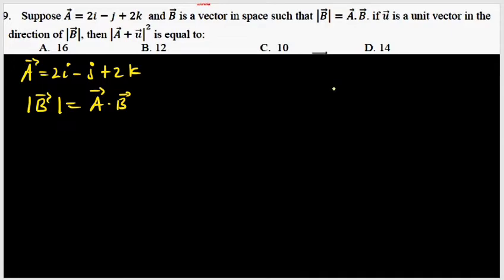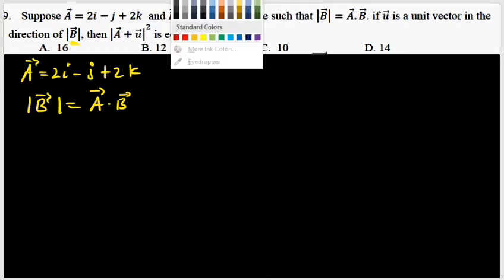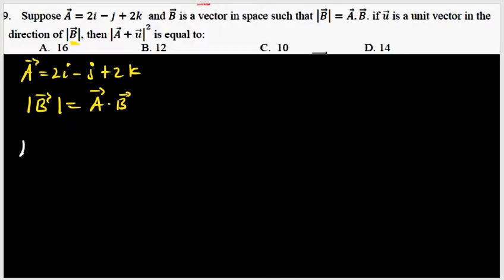And if U is a unit vector in the direction of B, then we are asked to find the magnitude of A plus U the whole square. First of all, let us expand magnitude of A plus U the whole square.